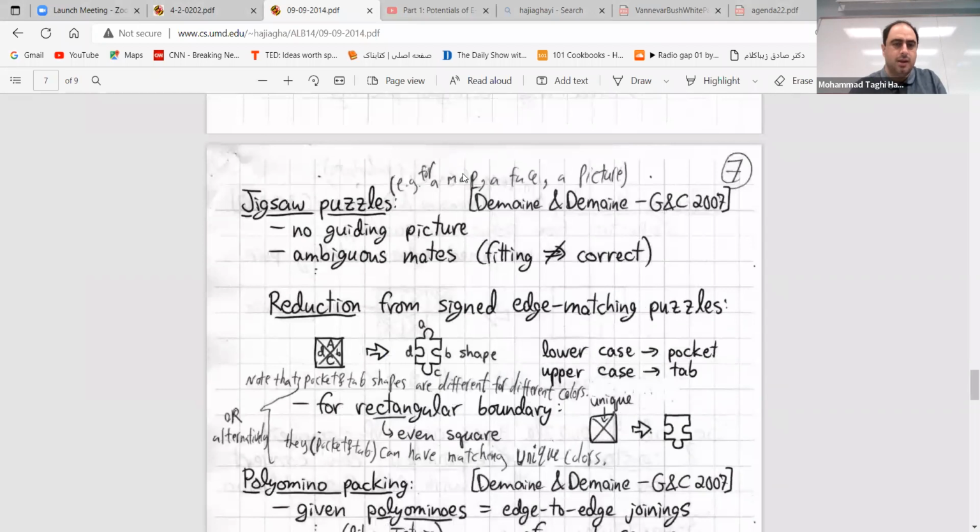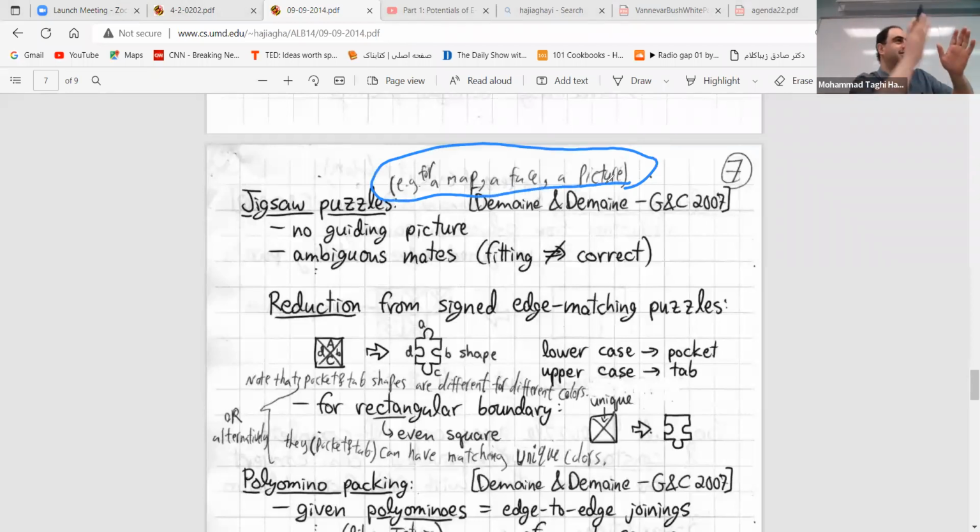Let's see another problem. This is one I have seen my children playing a lot. I am not that much of a fan of them, but this is the jigsaw puzzles. Generally we have a map, a face, a picture. Then you cut it into squares, and then you need to put it back together. It can be arbitrarily complicated. That actually is one example where NP-hardness is important, because you want to see how much harder the problem becomes when the size doubles.